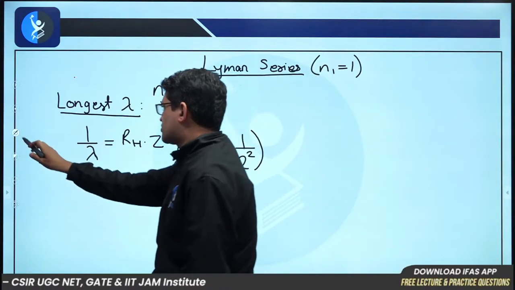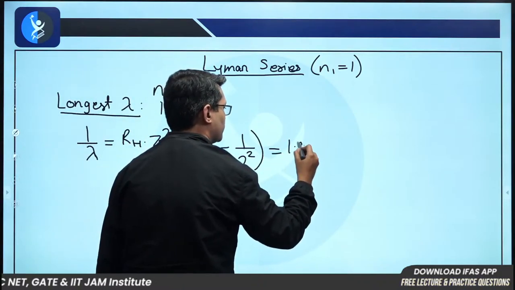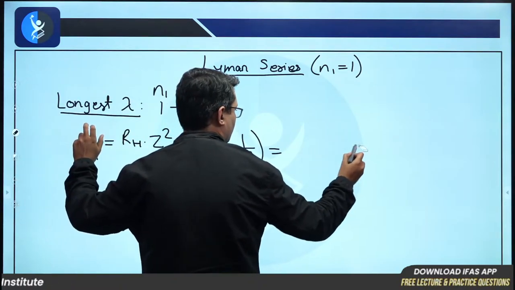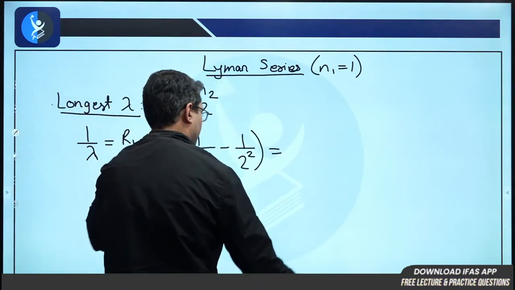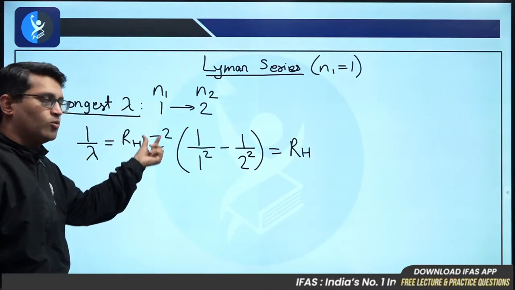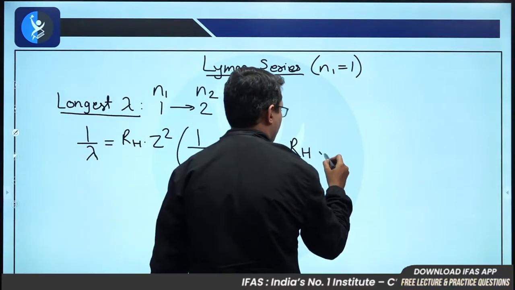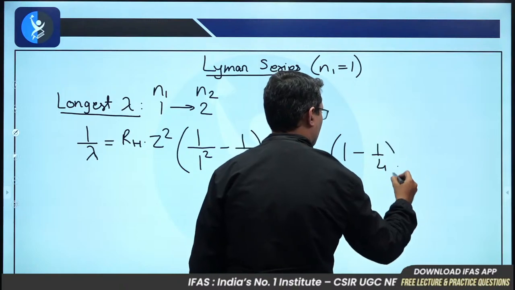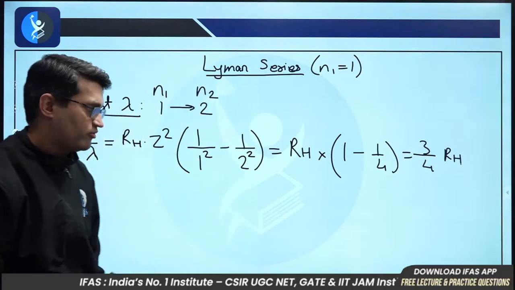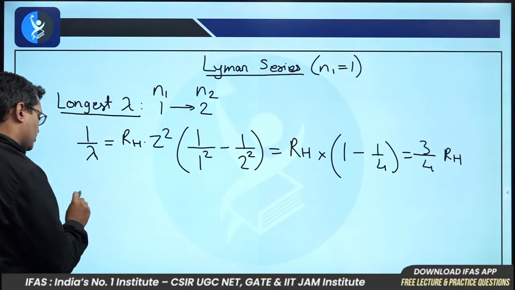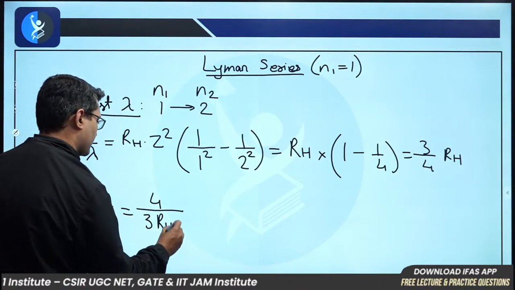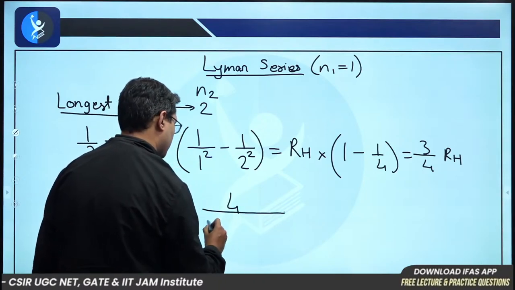So, when you solve this, what are you going to get? Let's solve this first and then we'll substitute the value. Z we have assumed to be 1 because it's the hydrogen atom, so 1 squared will be 1. What you are going to get is RH into 1 minus 1/4, which is 3 upon 4 times RH. So this is the value of 1 upon lambda. Therefore, lambda will be equal to 4 divided by 3 times RH.